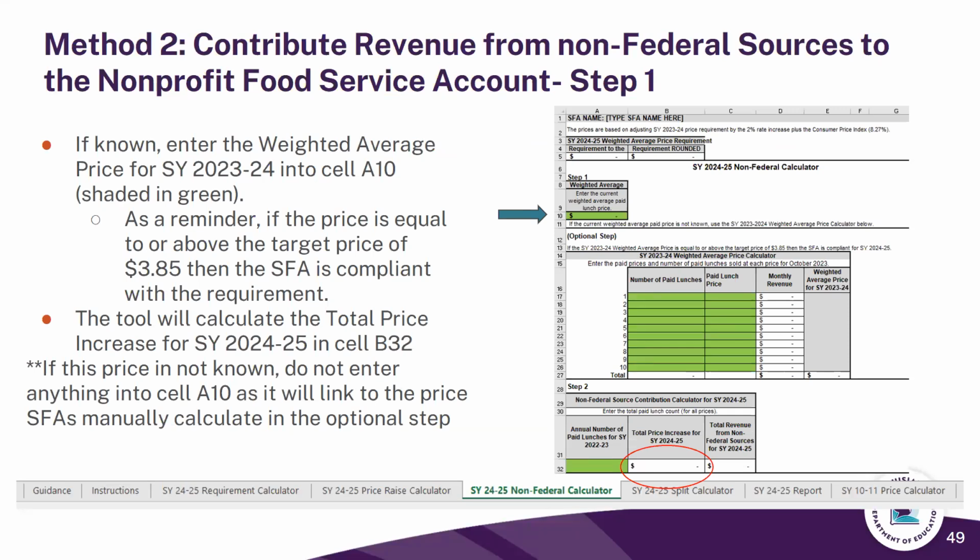Method 2, Step 1, if known, enter the weighted average price for school year 23-24 into cell A10, shaded in green. As a reminder, if the price is equal to or above the target price of $3.85, then the SFA is compliant with the requirement. The tool will calculate the total price increase for school year 24-25 in cell B32. If this price is not known, do not enter anything into cell A10, as it will link to the price SFAs manually calculate in the optional step.